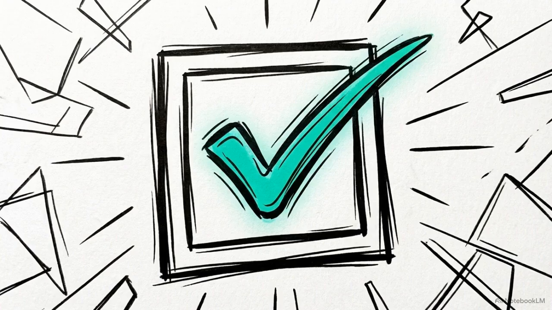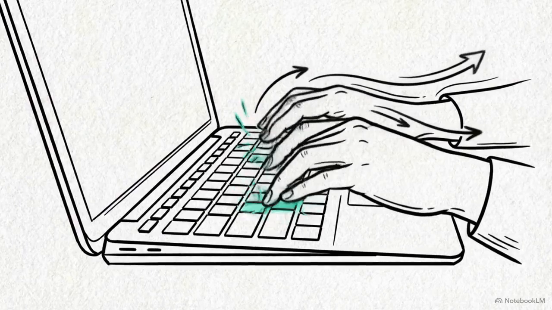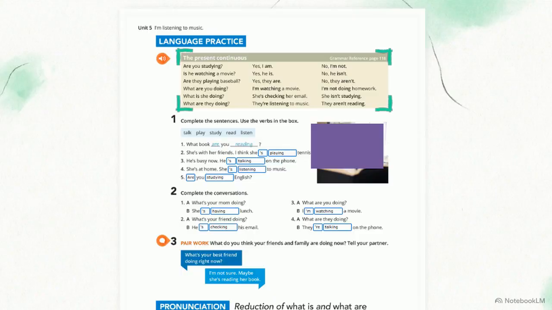Step 1 of our update is describing an action. We need to define a physical or mental task that you are actively performing at this exact second. Look at this grammar reference table. This shows the present continuous tense. To build it, you start with your subject, add the correct form of the to-be verb, am, is, or are, and then attach the -ing suffix to your action verb.